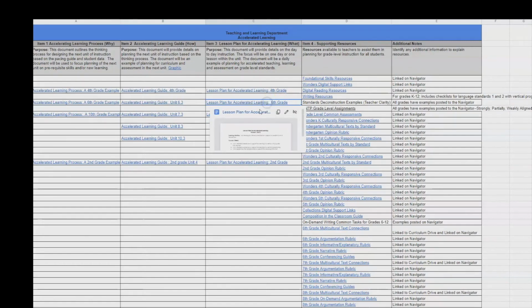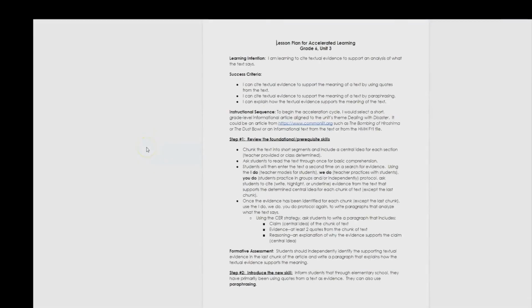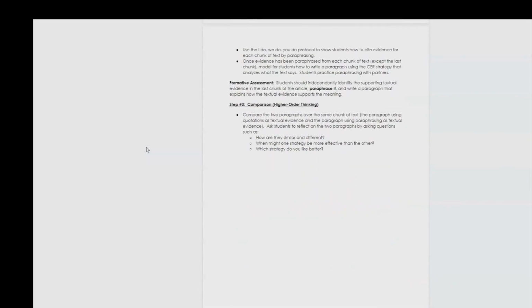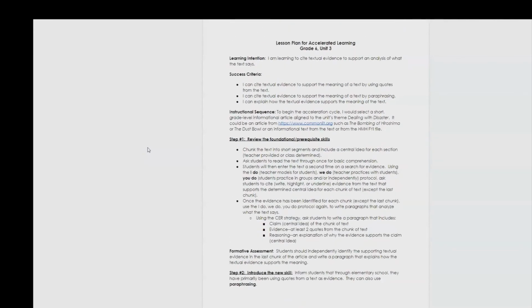The lesson plans for Accelerating Learning document provides a model of how the thinking process and priority standards exemplified in the previous documents can be used to create daily lessons that provide accelerated teaching, learning, and assessment on grade level standards. This resource provides an example of a daily lesson plan that integrates prerequisite skills with the grade level standards to address students' immediate needs while facilitating grade level learning.